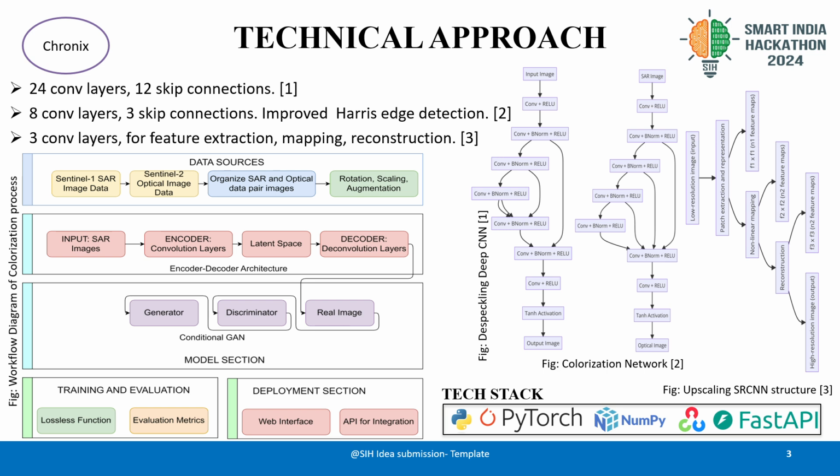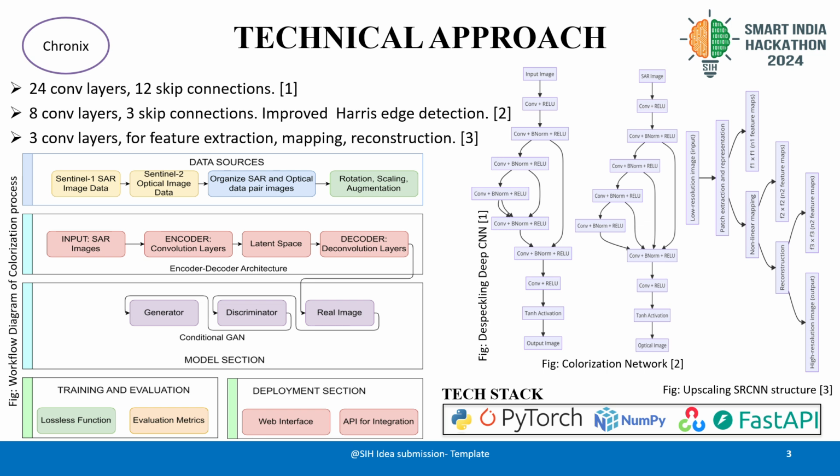Coming to the technical approach, as we said before, the pipeline is divided into three models: the despeckling model, colorization model, and upscaling model. Tackling the despeckling model first, it is done by implementing a deep convolutional neural network that has 24 convolutional layers and 12 skip connections, which is borrowed from the ResNet architecture. This particular architecture was chosen because we had to preserve a lot of low level information like textures and minute geometries.